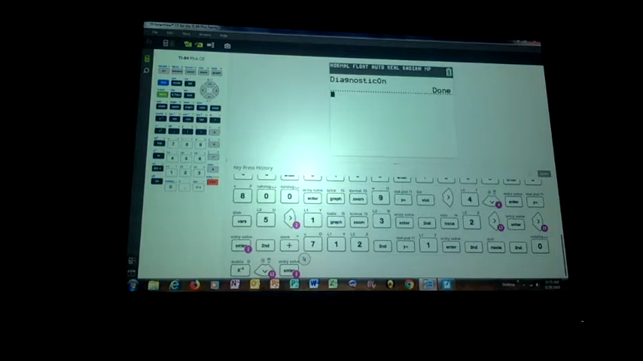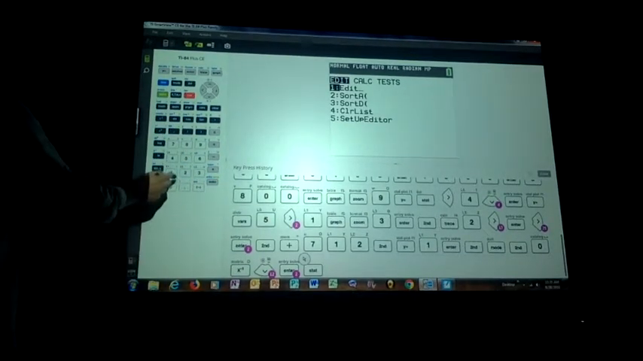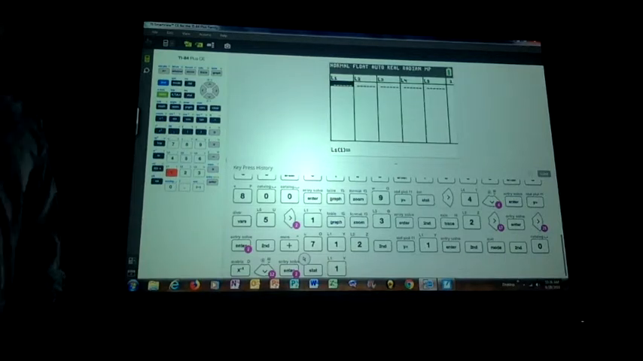All right. We all set so far? Is this okay? The unfortunate thing is every time we reset our memory, it turns the diagnostics back off, so you have to turn this back on. All right. So stat. What's next? Edit. List 1 is our temperature, right?